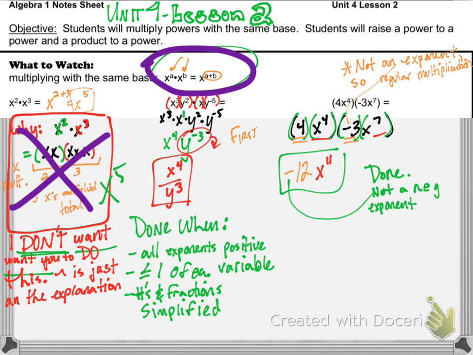So notice that's not a negative exponent. And when we get to this unit, suddenly people start taking negative numbers and doing weird stuff with them. Don't be that person, please.